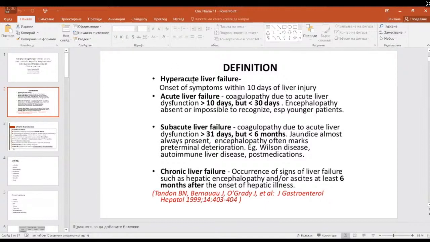So this happens very fast. This is also one reason for acute liver failure due to fulminant hepatitis. So fulminant means very fast, like a thunderstorm. Acute liver failure is liver failure that develops between 10 to 30 days after liver injury, and coagulopathy is something that is very characteristic of liver failure, especially of end-stage liver failure.